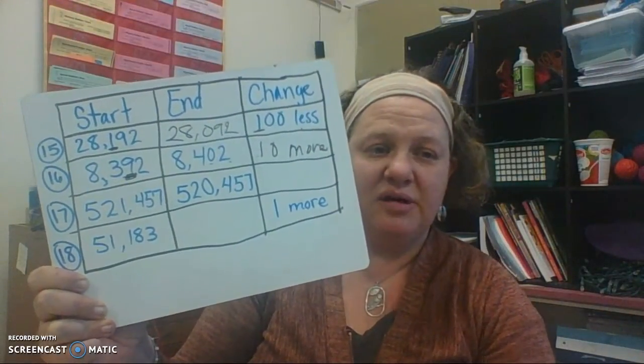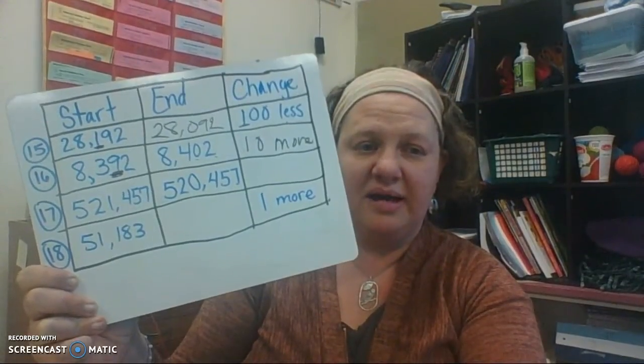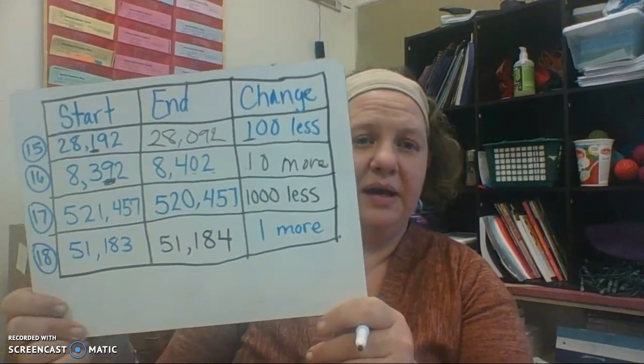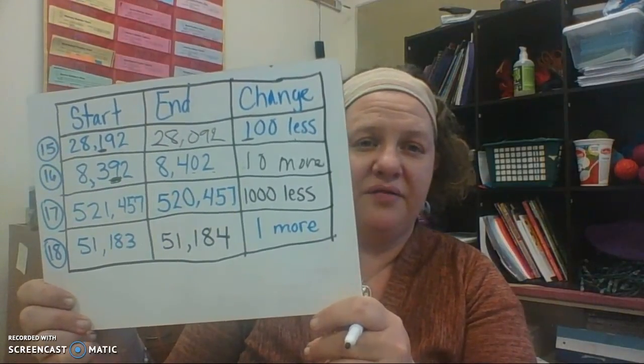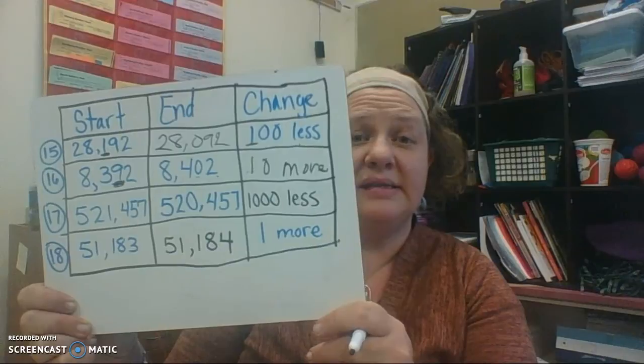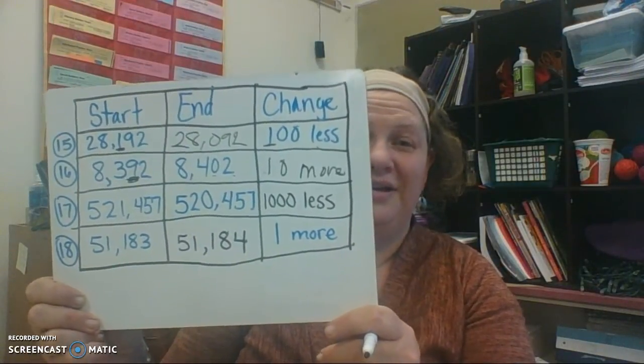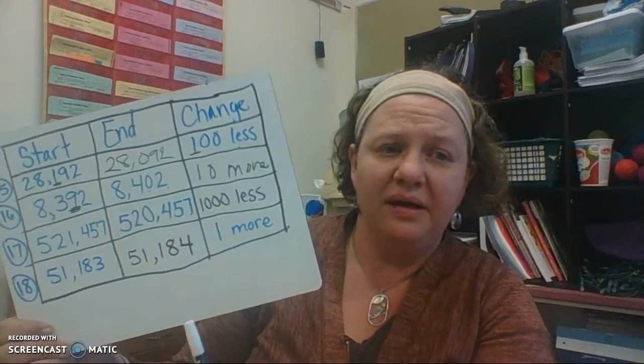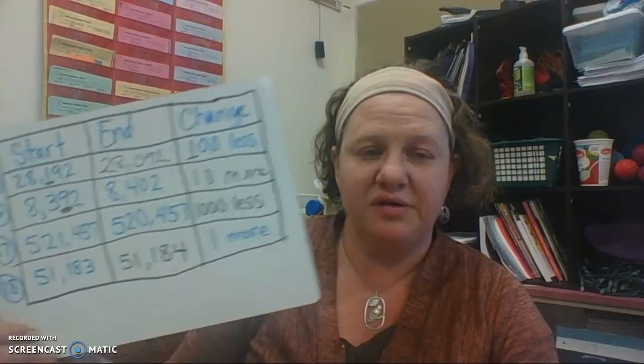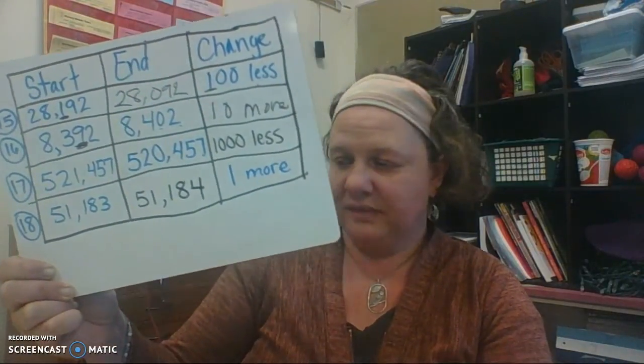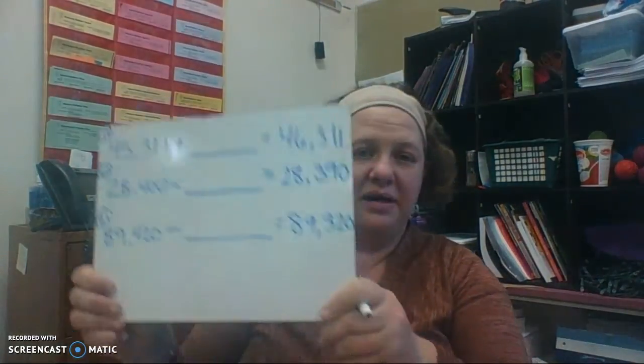Why don't you try the next 2 on your own and pause your video and come back and check the answers. Okay, and here are the answers for those. We have 1,000 less, from when we go from here to here, we look in the 1,000th place, so we're going 1,000 less. And then when we go from here, it says we need to have one more, so I added a 1 to the 3, and it is 51,184.